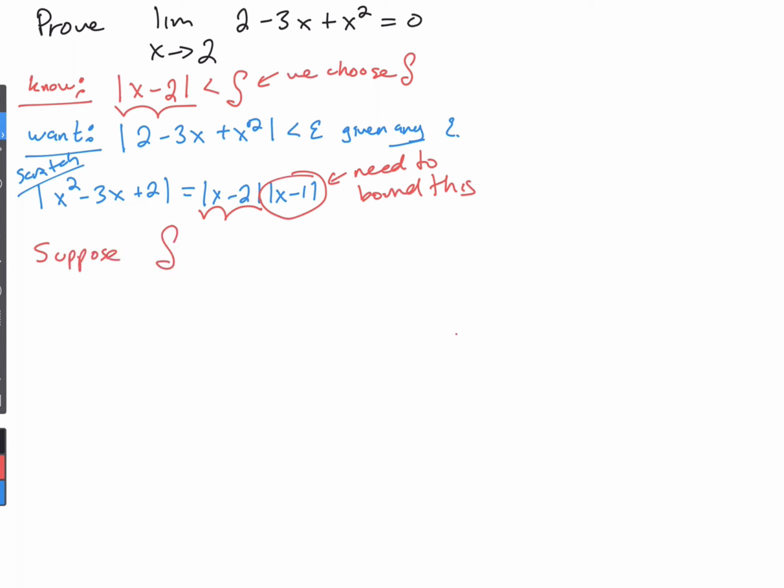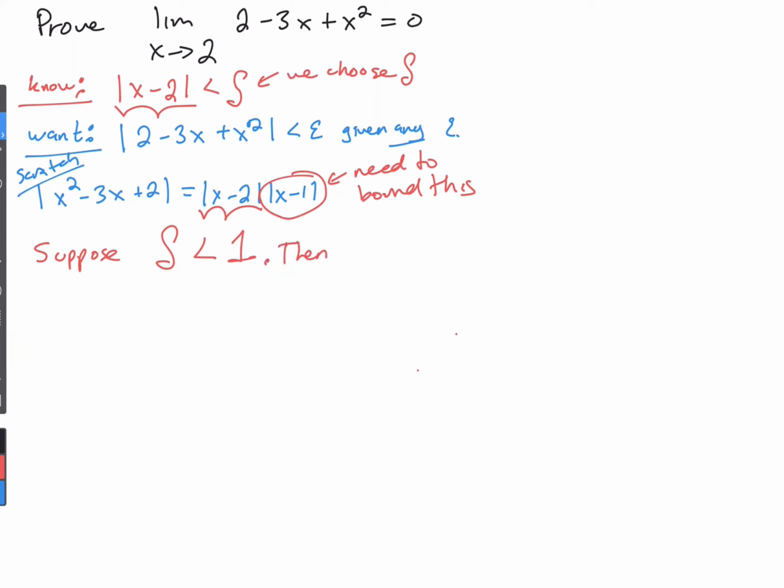Suppose delta is less than what? One. Can I pick 10 here? Can I pick 100? Can I pick 1,000? Can I pick 0.1? Yes, okay. So you can really pick whatever you want. Most of the time, actually, not always, but here we'll just keep it simple and say, suppose delta is less than one.